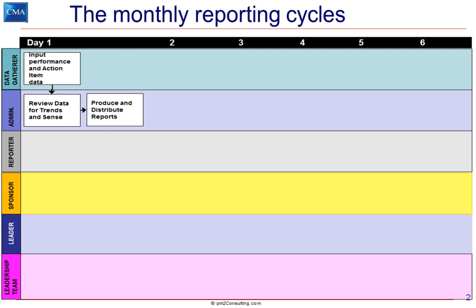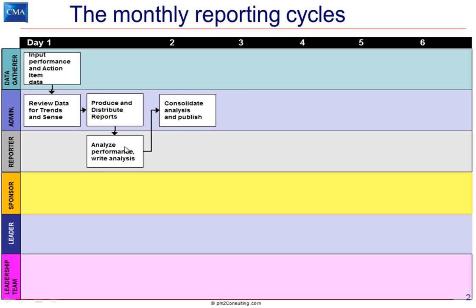And based on that, probably produce and distribute that either electronically or in hard copy to the organization, and in particular to the reporter. The reporter is going to analyze and write a performance analysis. Now, it's important to note that we're already just on day 1. Literally, the moment the month is over, we should be able to input the data, and it should be able to be reviewed and be produced. So by the end of day 1, the reporter has that information and is writing the analysis, the what, so what, now what. Based on that, they're going to be able to send something back to the administrator who's going to consolidate all of the analysis and publish it.